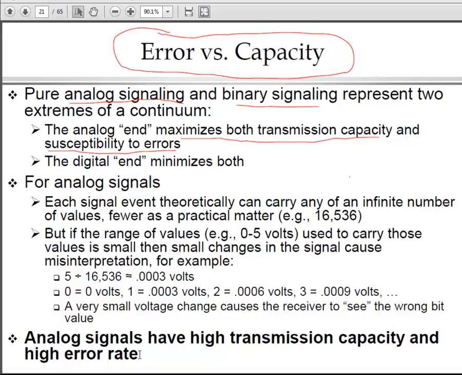Okay. The bottom line is we value accuracy more than we value transmission capacity for the vast majority of things we use computers for. Therefore, data transmission within the computer as well as data transmission between computers is based on digital signals.